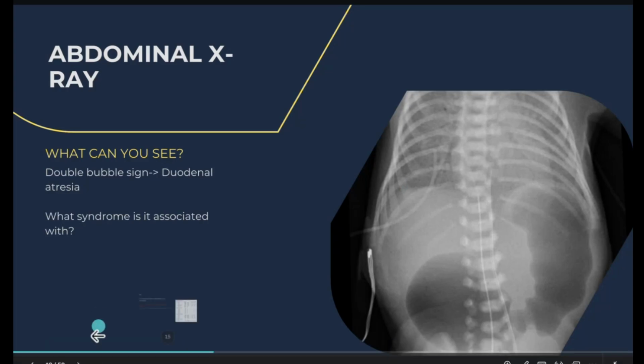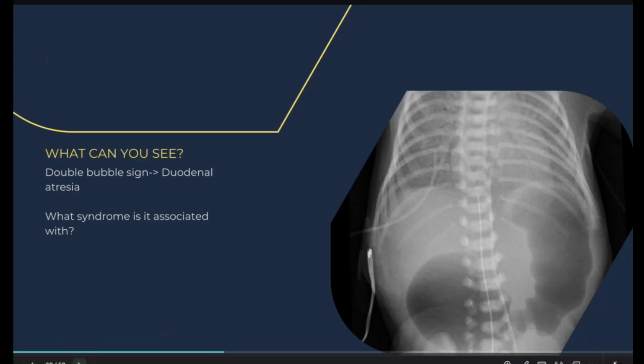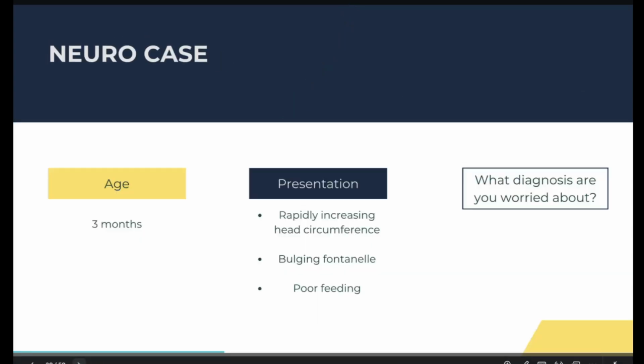Downs, yeah, so good job, Sean. That is absolutely correct. And now we will move on to the next case. So this is a neuro case, and it's about a child who is 3 months old, and they presented with rapidly increasing head circumference and a bulging fontanelle, and also with poor feeding. What diagnosis would you be worried about in this patient?